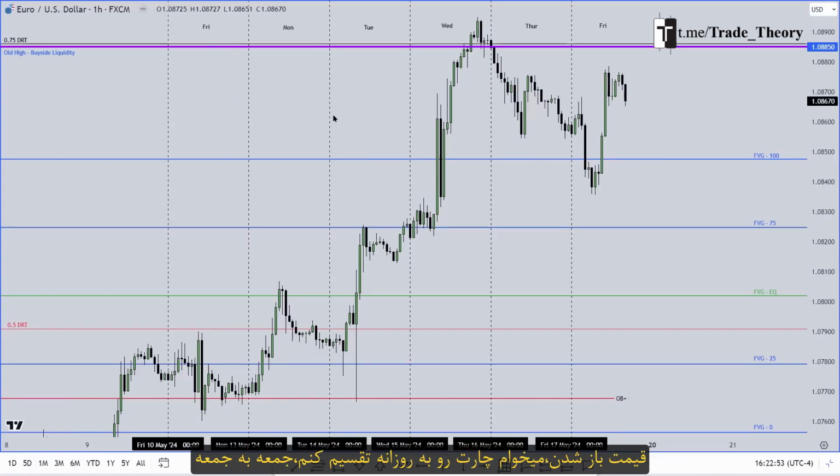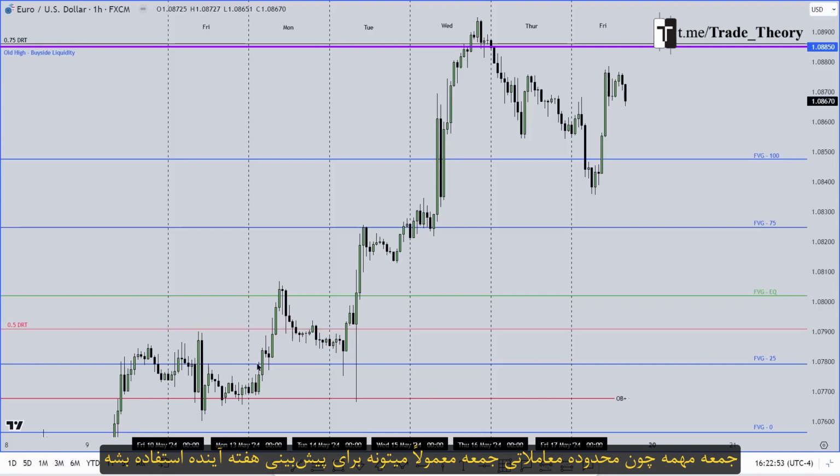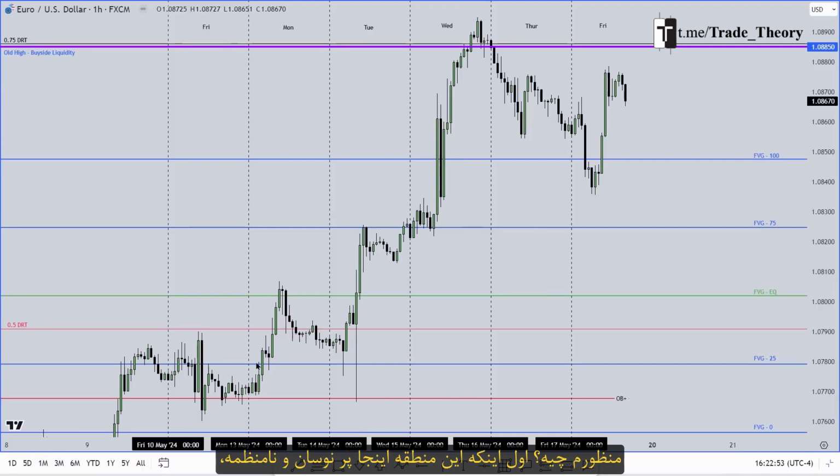Now, I want to split this into the daily dividers from Friday to Friday. Friday is important because Friday's range can often be used as projections for the coming week, right? Now, what do I mean by that? So firstly, this area here is just choppy. It's back and forth. It's a seek and destroy profile.